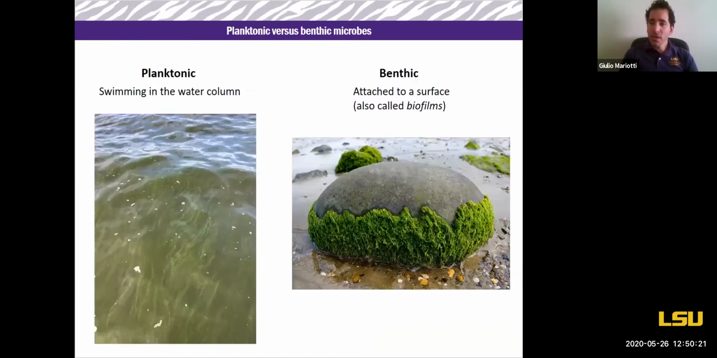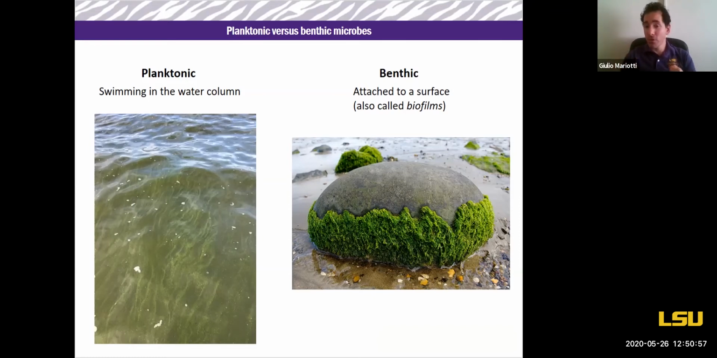So when we think about microbes in the ocean or in coastal water, we probably think of those that swim in the water column. Those are the microbes that make the water look green, and those create algal blooms or red tides. Those are the planktonic microbes. But microbes can also grow attached to surfaces. We call them benthic microbes, and if they are thick enough, they become biofilms.